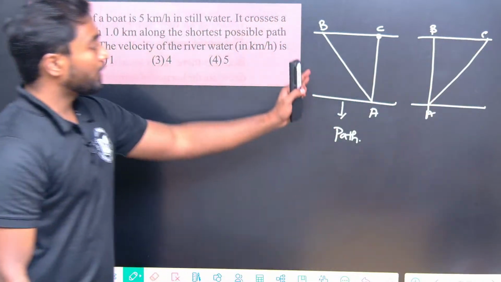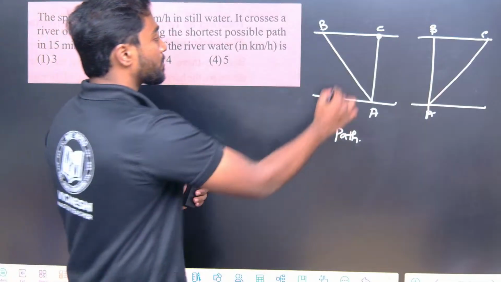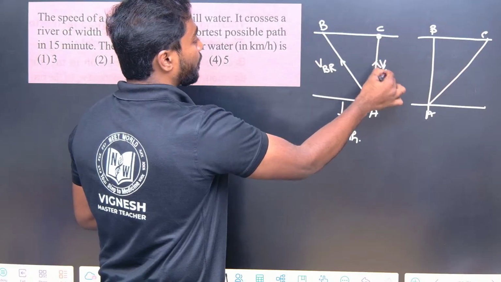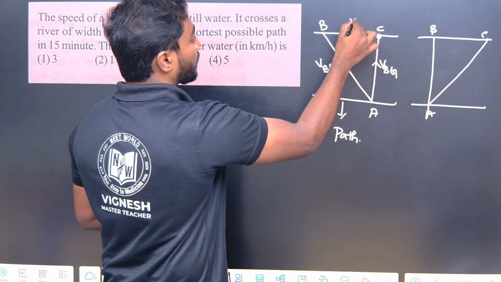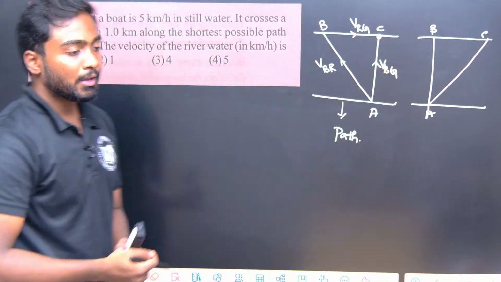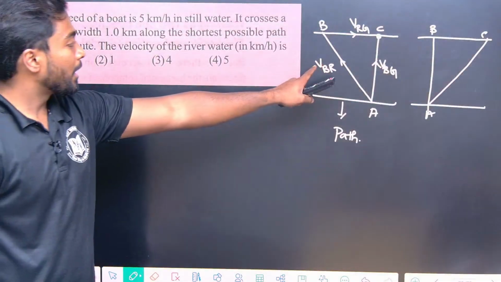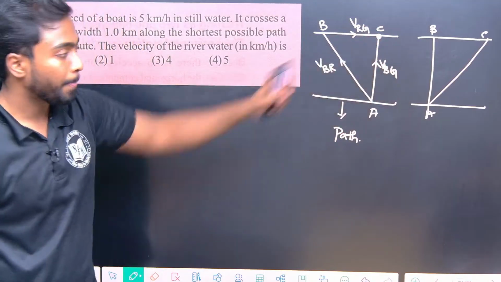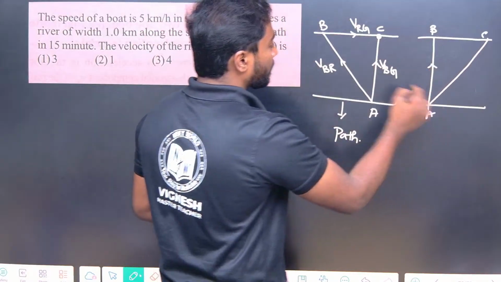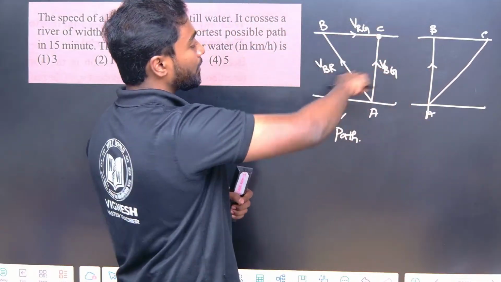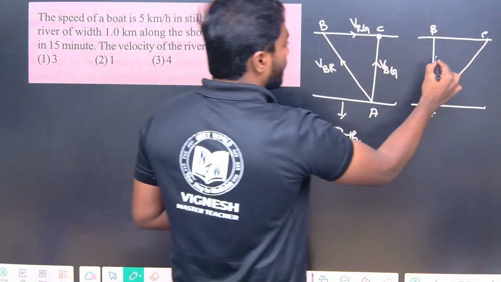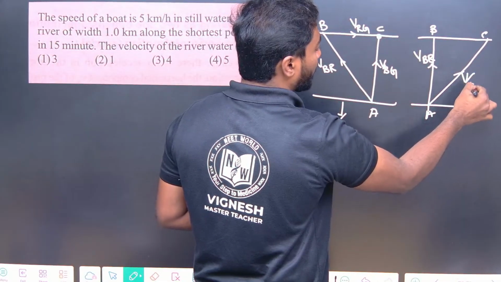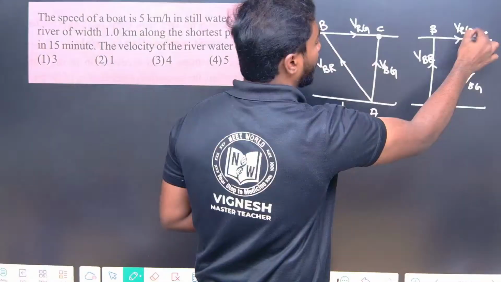Now if I want to denote the velocities, this is the velocity of boat with respect to river, velocity of boat with respect to ground, velocity of river with respect to ground. Or if they give a man or a swimmer: man with respect to river, man with respect to ground, river with respect to ground. What about here? The same thing, the same variables we are going to use there also: velocity of the boat with respect to river, velocity of the boat with respect to ground, velocity of the river with respect to ground.